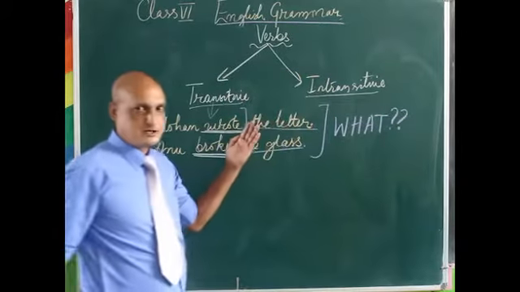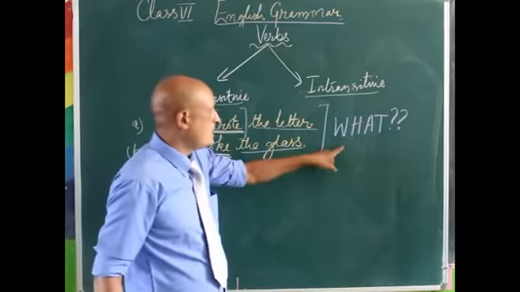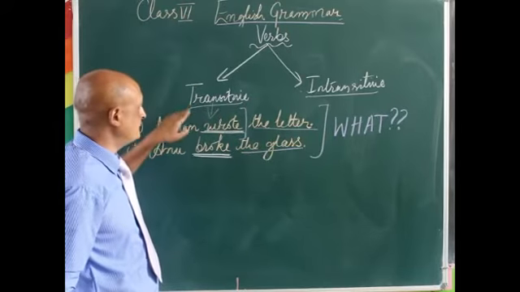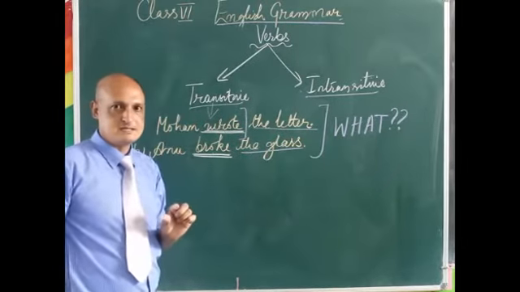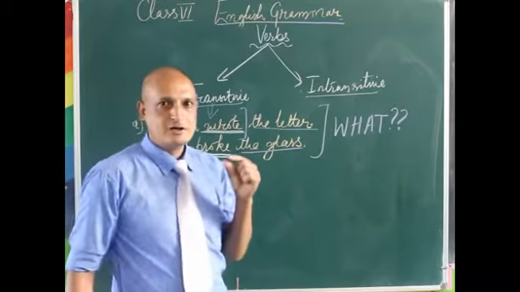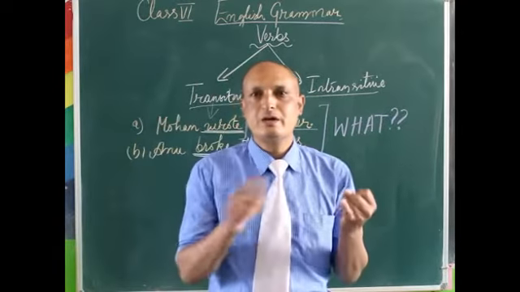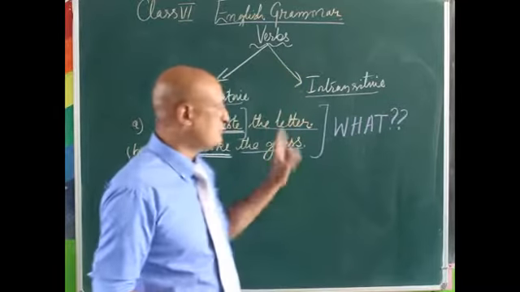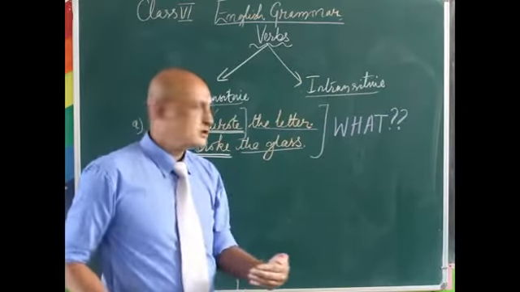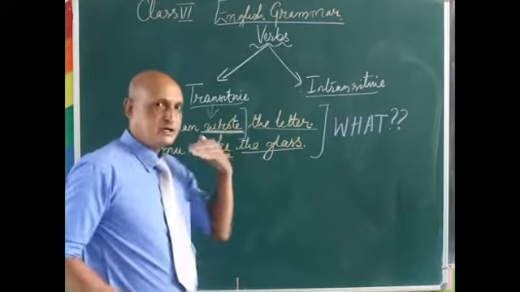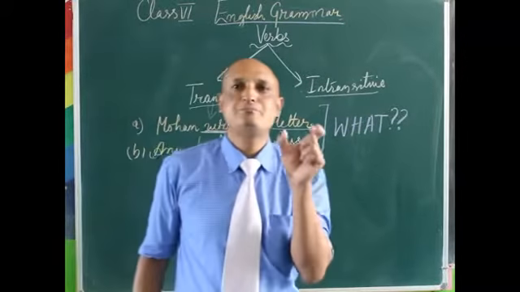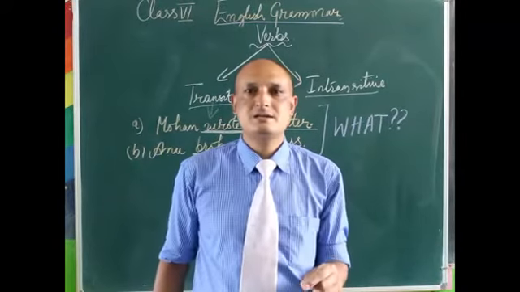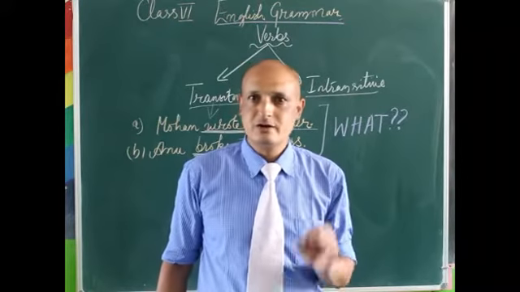To find a direct object also we question what. And to find out whether a verb in a given sentence is transitive or intransitive, we need to question the verb. What is the question? What. And when we question the verb what, if we get an answer, then that particular verb in a sentence is said to be a transitive verb.